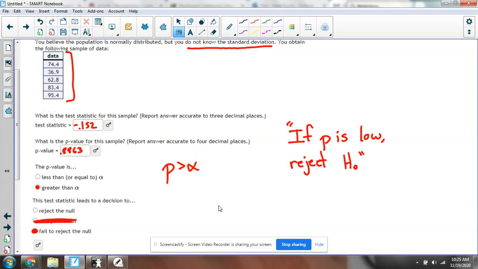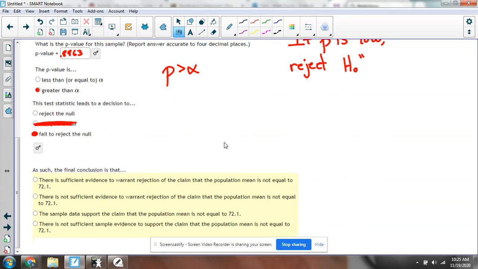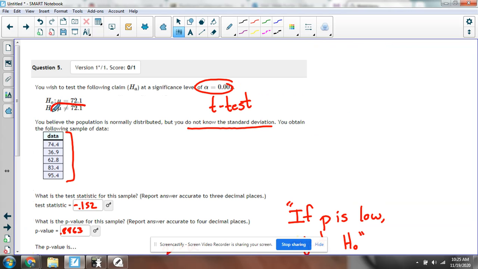So that means we can't prove the alternative. At the bottom, there's not sufficient sample evidence to support the claim that the population mean is not equal to 72.1. Not enough evidence to prove this.